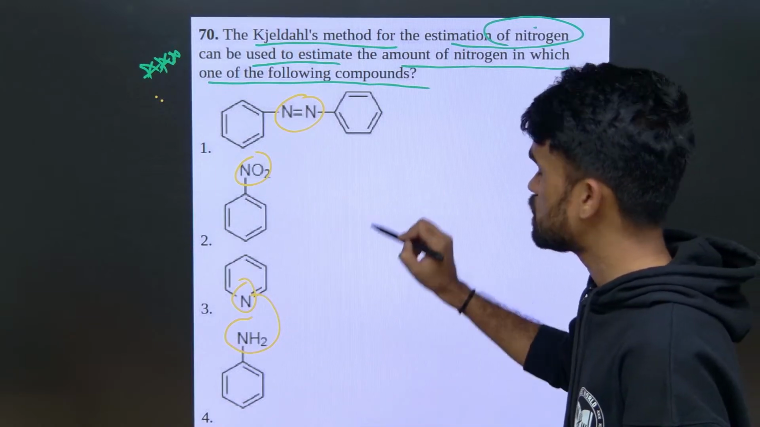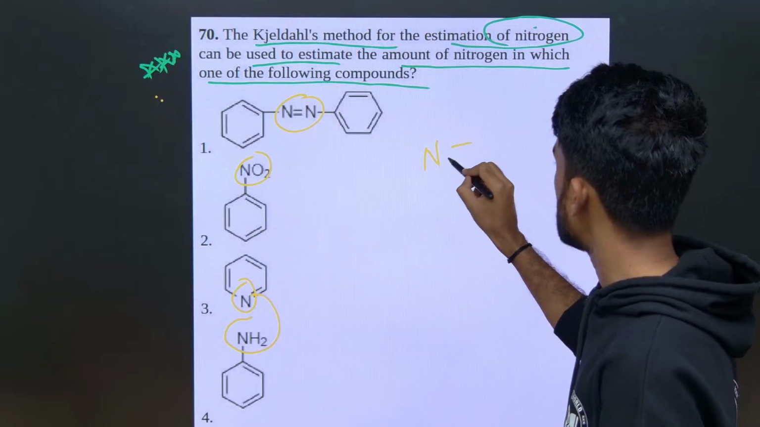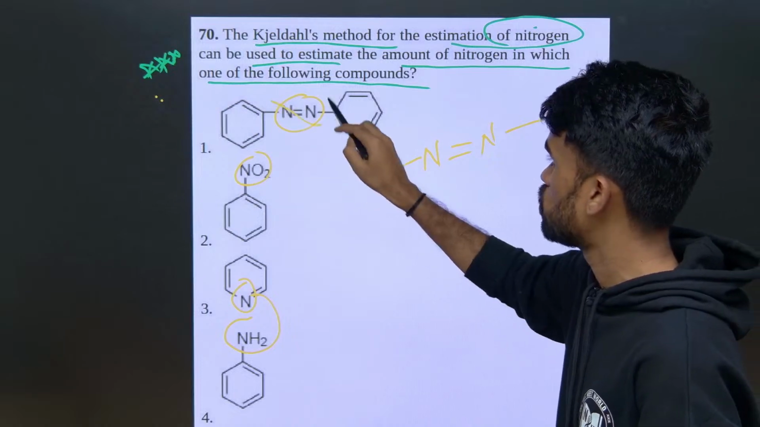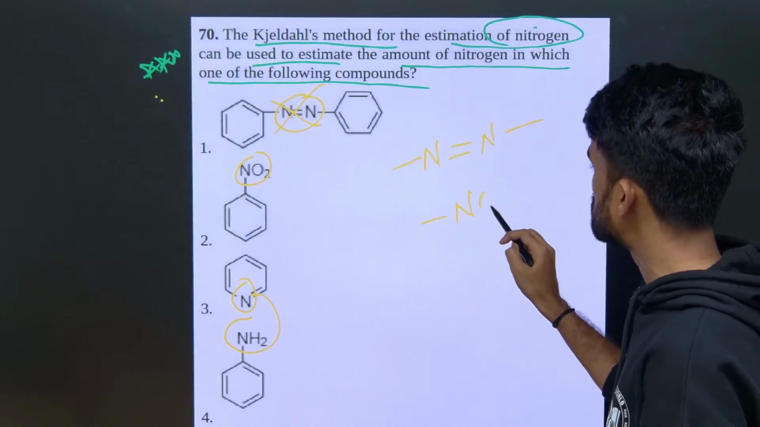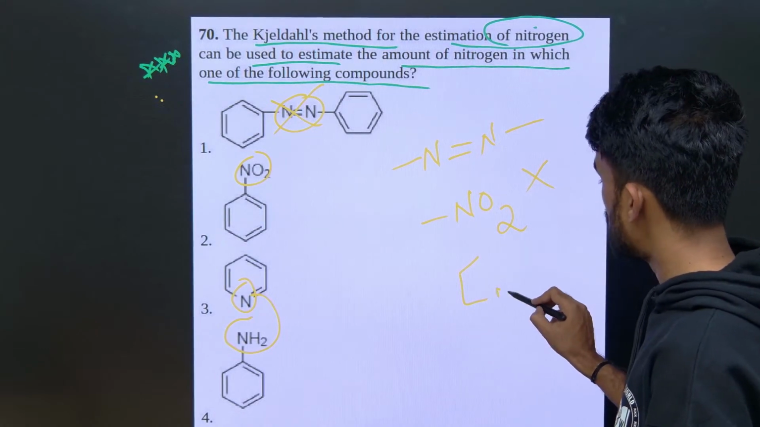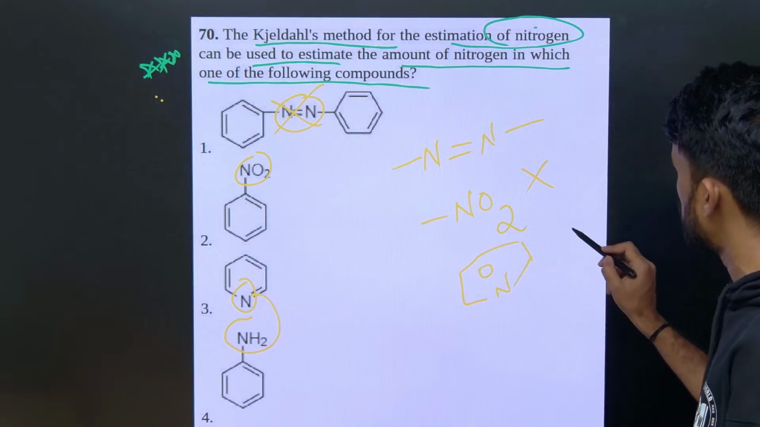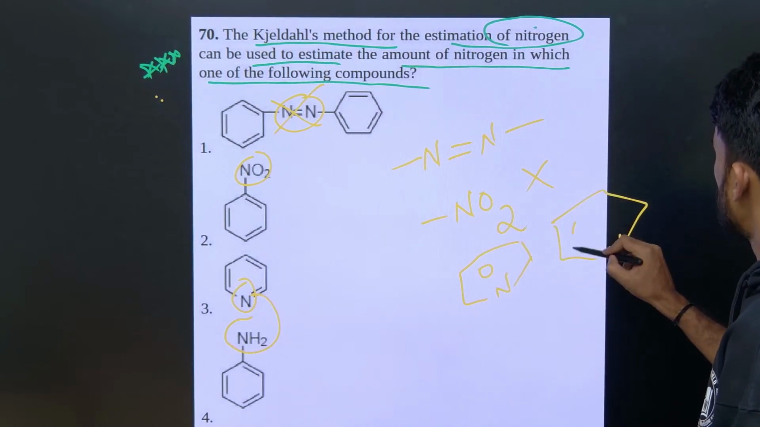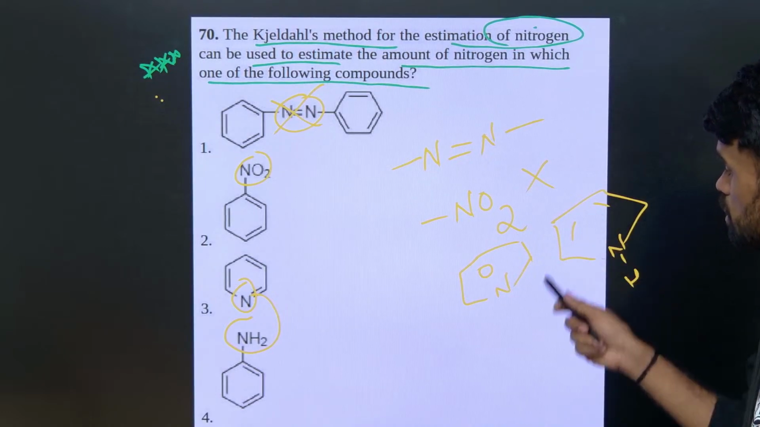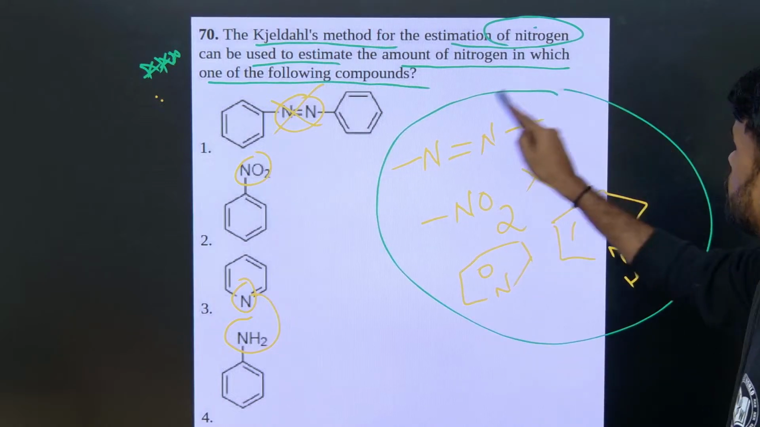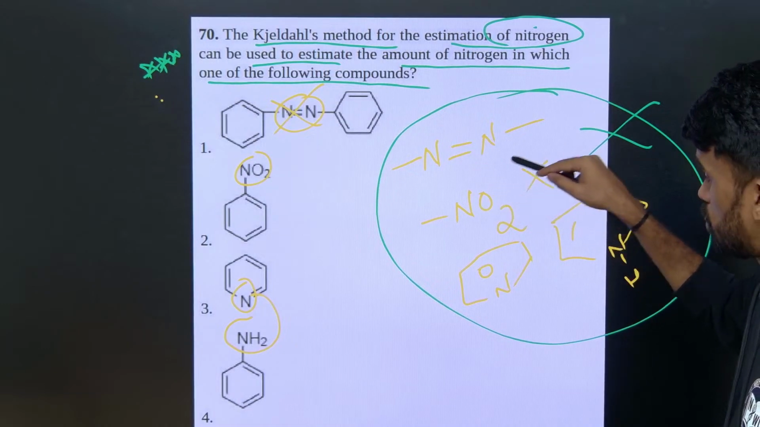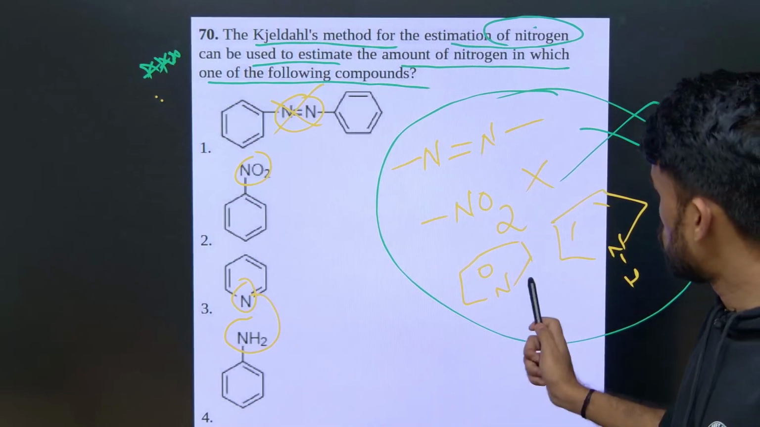Kjeldahl's method will not work whenever there is a bond like this, azo bonds. In that case it won't work, so it won't work here. Whenever we have nitro groups, there also Kjeldahl's method won't work. And whenever the nitrogen atom is involved in cyclic rings like pyridine, pyrrole, it is not suitable to estimate nitrogen in this compound. Kjeldahl's method is not suitable to estimate the quantity of nitrogen present in azo compounds, nitro compounds, and nitrogen present in the cyclic ring.